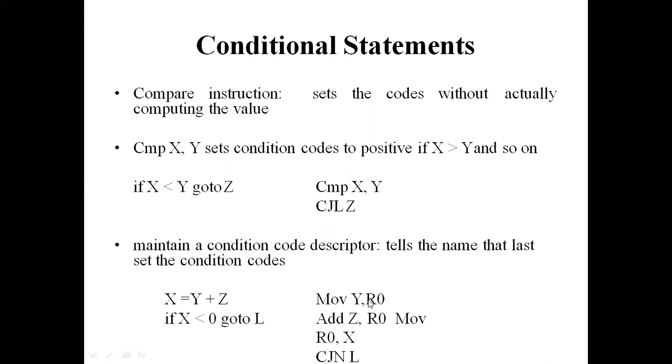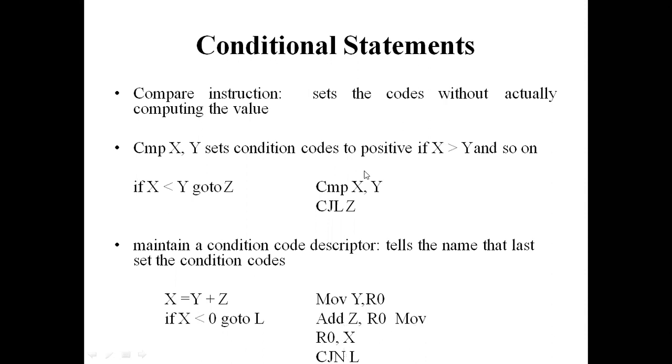So move y comma R0. Add. We need to add this z to the R0, and finally we need to move the resultant to the x. The resultant is stored in the register R0, and R0 is assigned to the x. So move R0 comma x.